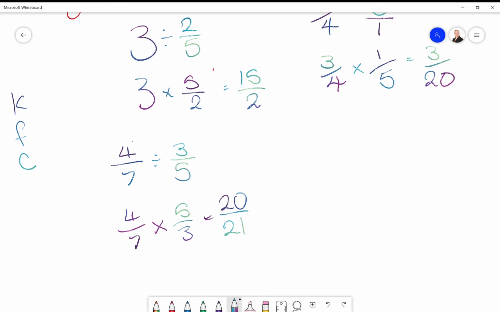Done. What if it's got mixed numbers in? Okay, so let's say I've got 3 and 1/3 divided by 2/5. So I keep to the rules. Keep the first fraction the same, 3 and 1/3. Flip the second fraction upside down. The 5 goes on top of the 2 now. Change the sign. Then I look back, I'd watch my multiplying videos. I turn this into an improper fraction.